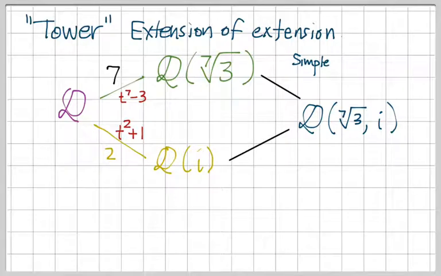This is a simple extension by what? What am I adjoining here? Yeah, I'm adjoining i. And what would a minimal polynomial be for i over the field Q adjoin the 7th root of 3? T squared plus 1. It's a good guess. So let's do the minimal polynomial check. Is i a root? Yes. Is it monic? Yes. Is this irreducible? How do we know that t squared plus 1 is irreducible over Q adjoined the 7th root of 3?